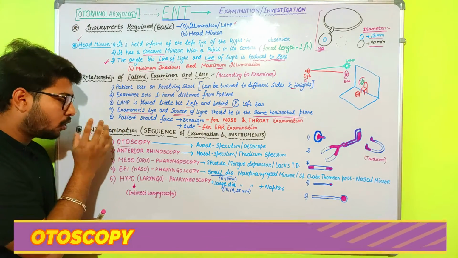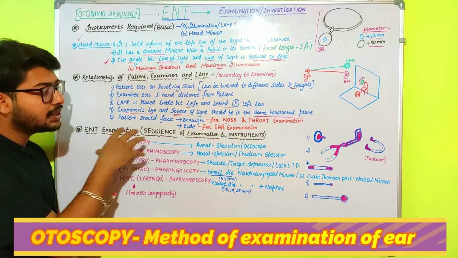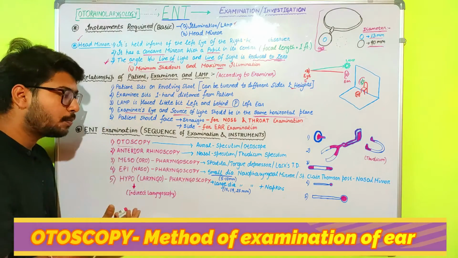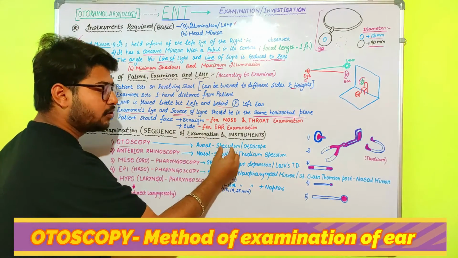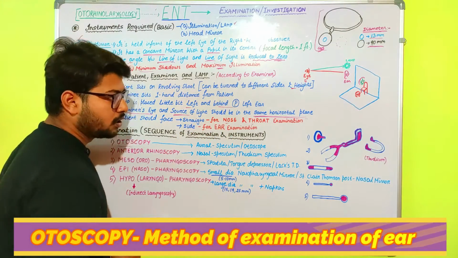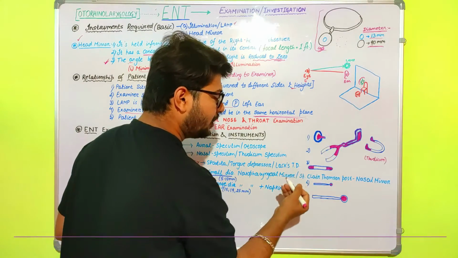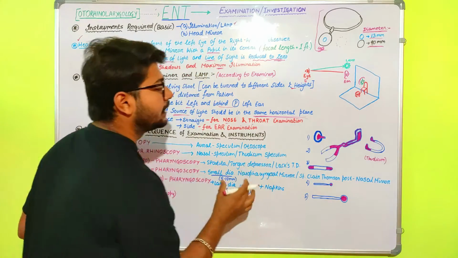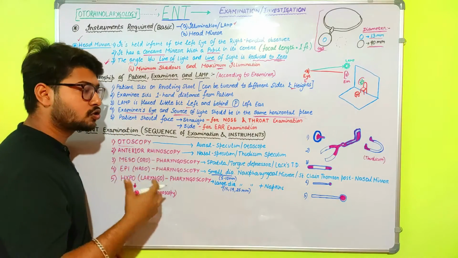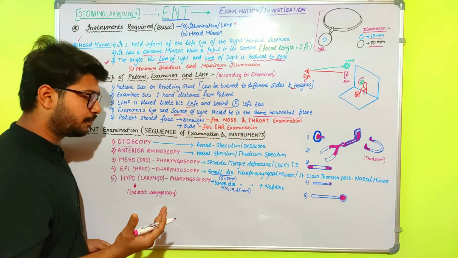So what is an otoscope, and what are the instruments that are required in otoscopy? It's an ear speculum or an otoscope. Here you can see I have drawn this. It is a structure that represents the otoscope or ear speculum.